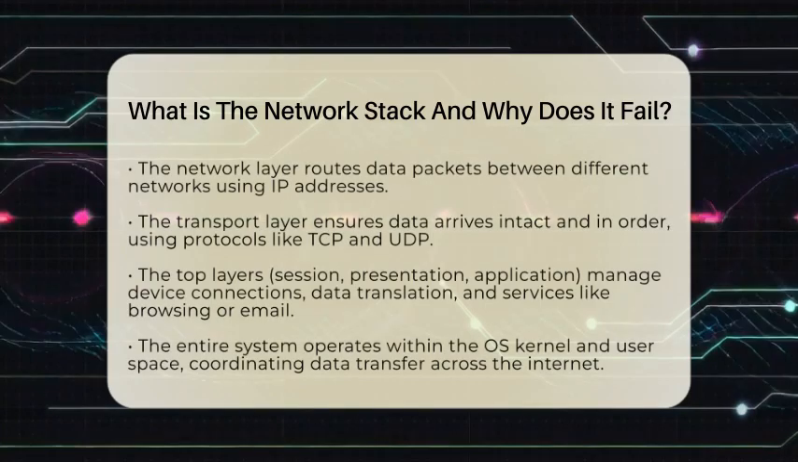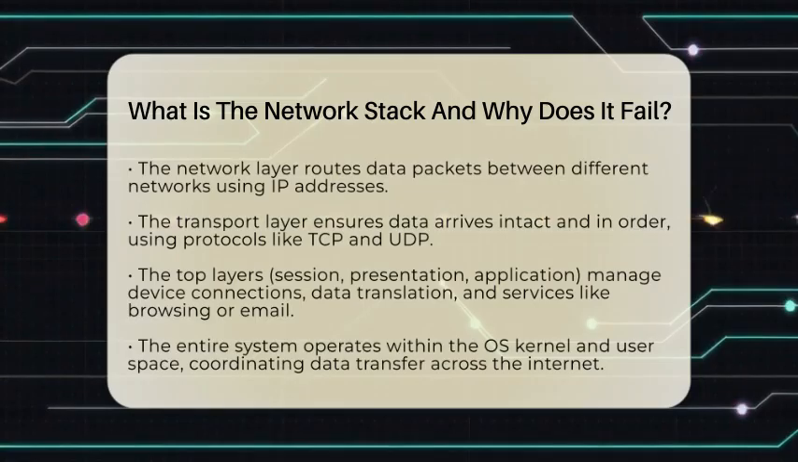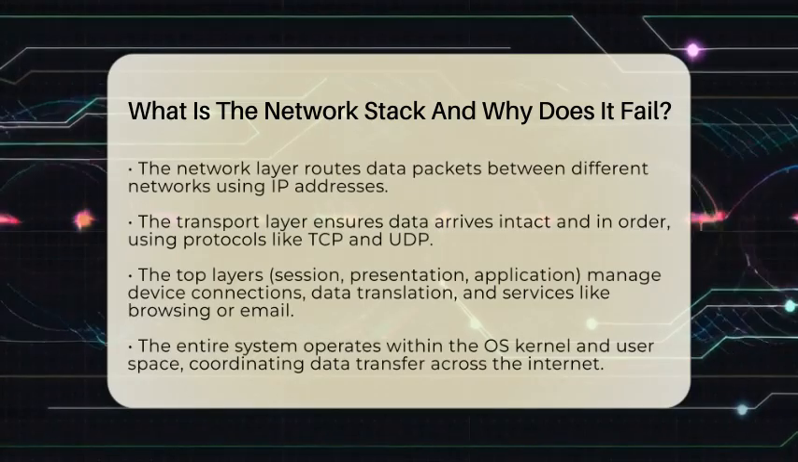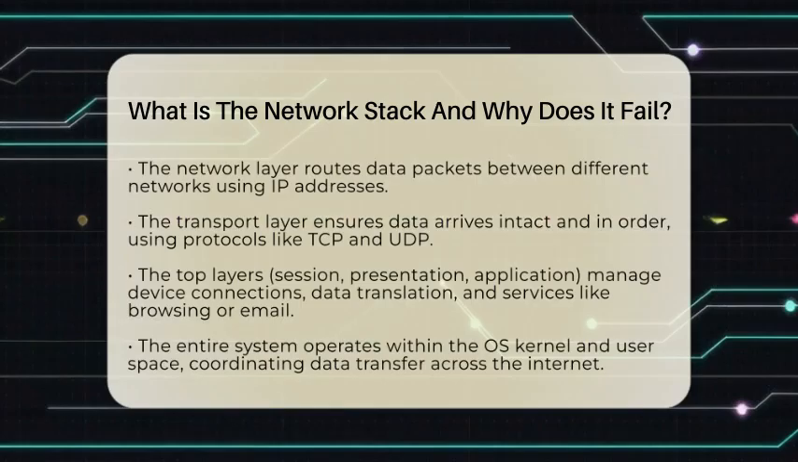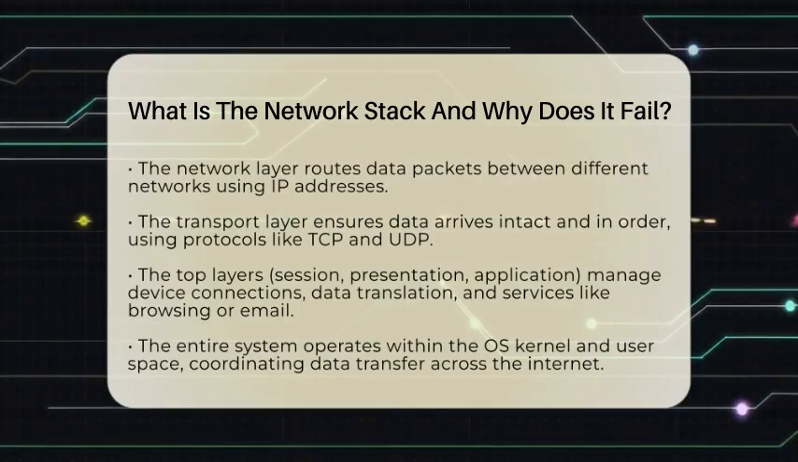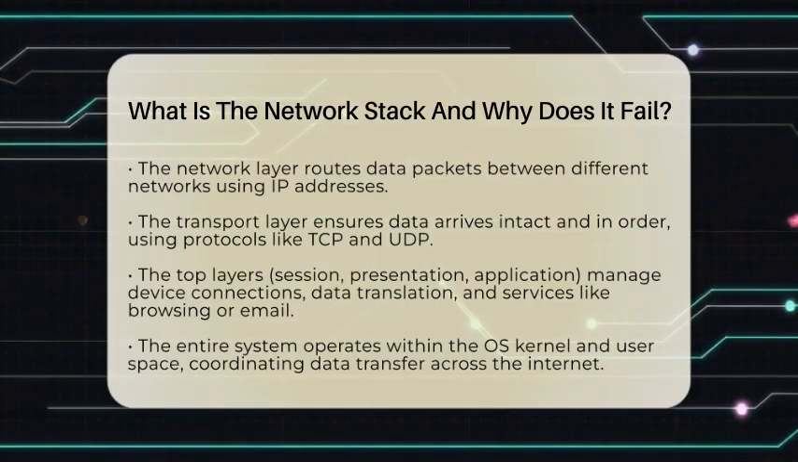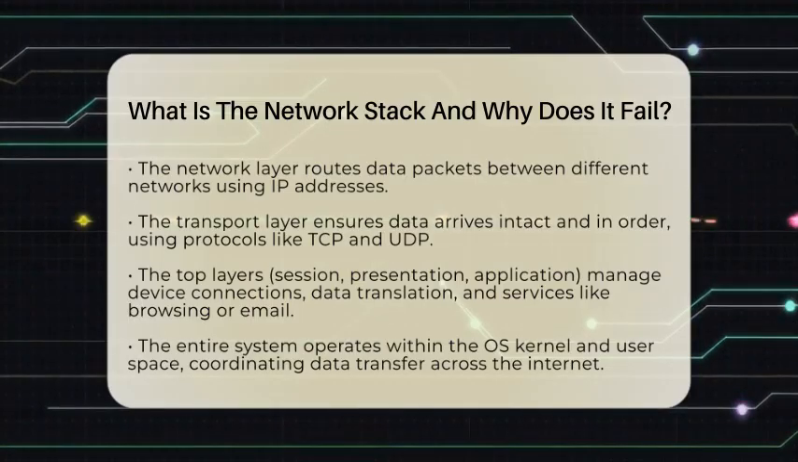The fourth layer, the transport layer, makes sure data arrives intact and in order, using protocols like Transmission Control Protocol and User Datagram Protocol. The top 3 layers, session, presentation, and application, manage how devices connect, translate data, and run services like web browsing or email. All these layers work together to keep your network running smoothly.